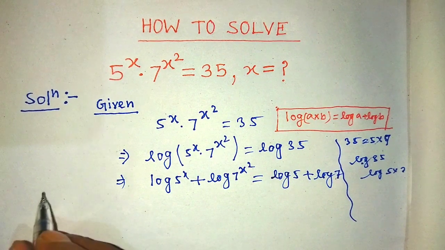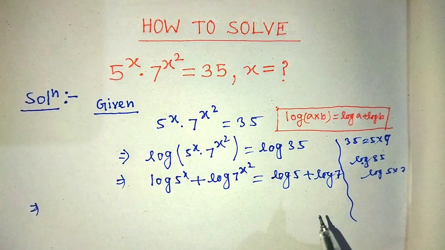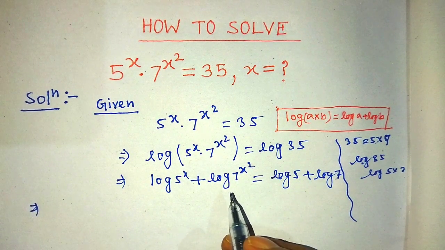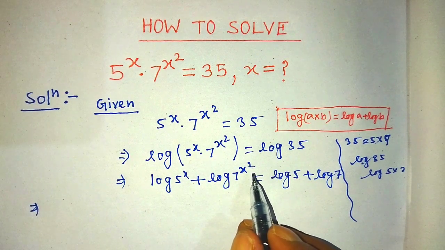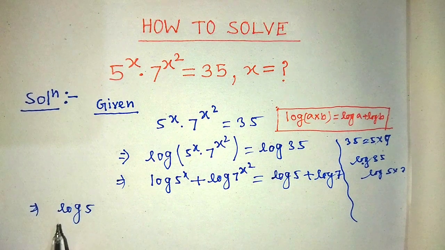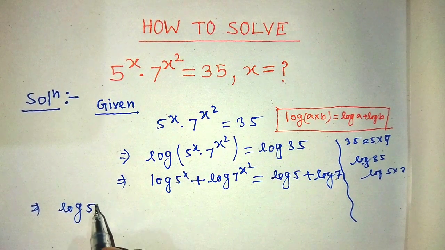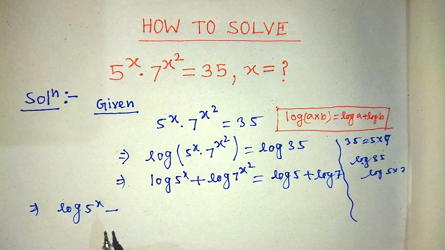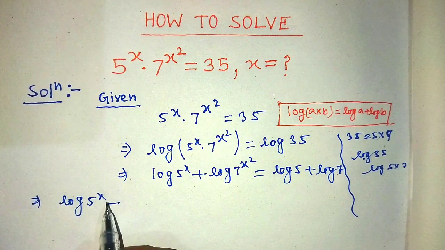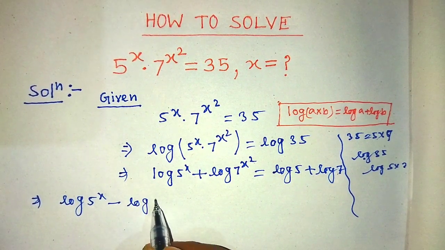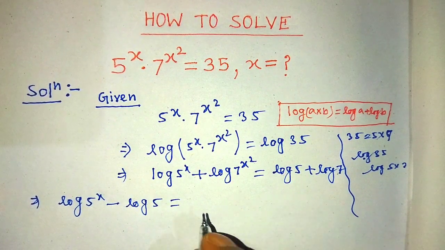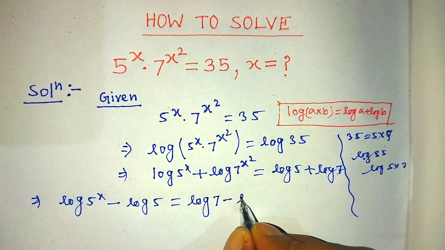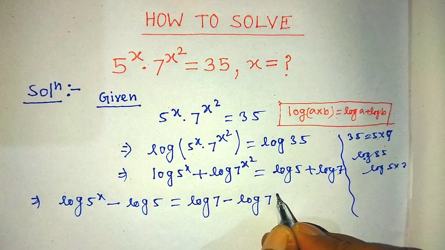So my dear student, after that we have to transpose log 5 from the right side to the left side, and from the left hand side we have to transpose log of 7 to the power x square to the right side. Okay. So if you transpose log 5 from the right side to the left side, on the left hand side you have to write log of 5 to the power x minus log of 5 is equal to, on the right hand side we have to write log of 7 minus log of 7 to the power x square.